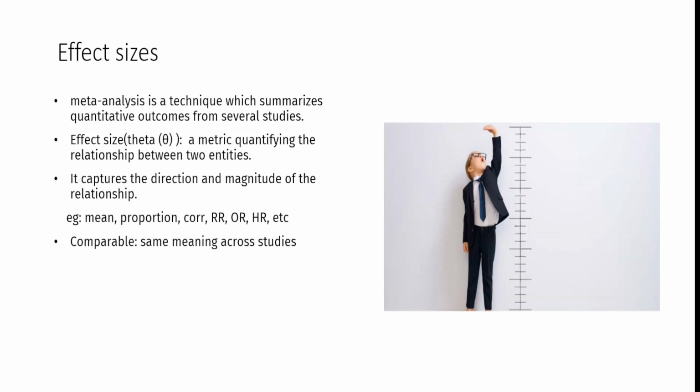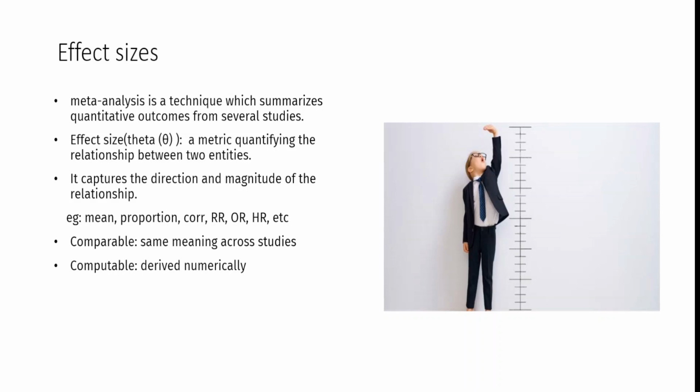In order to combine effect sizes or to use them in meta-analysis, they have to be comparable. That means they have to have the same measurement, or at least be comparable. So they have to have similar meaning across studies. If you talk about depression, the depression that's measured in one study has to use the same scale as the other one, so that you will be able to synthesize or combine them. Otherwise, you will have to find a technique to standardize this depression that's measured with different scales.